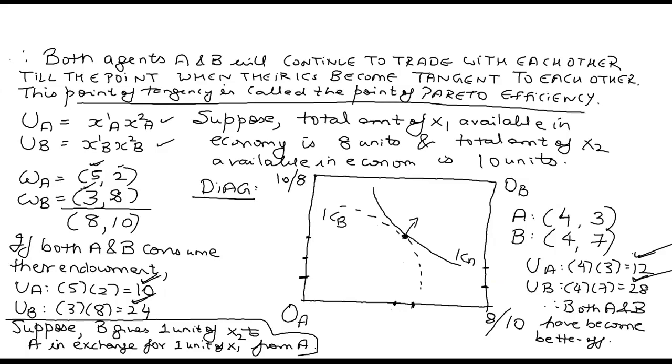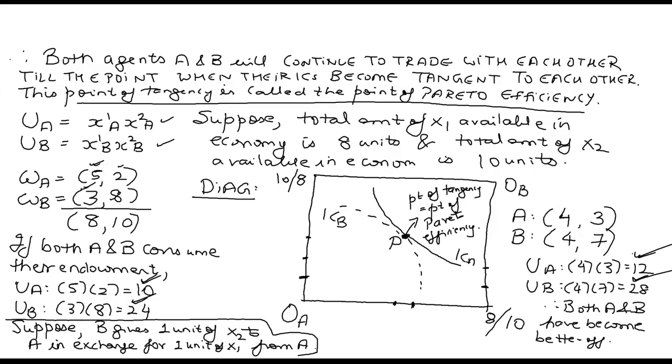This point of tangency is called the point of Pareto efficiency. Once both the agents have reached this point, they will not trade, because now if they trade, one agent will become better off by making the other agent worse off. This is my point of Pareto efficiency, point P.